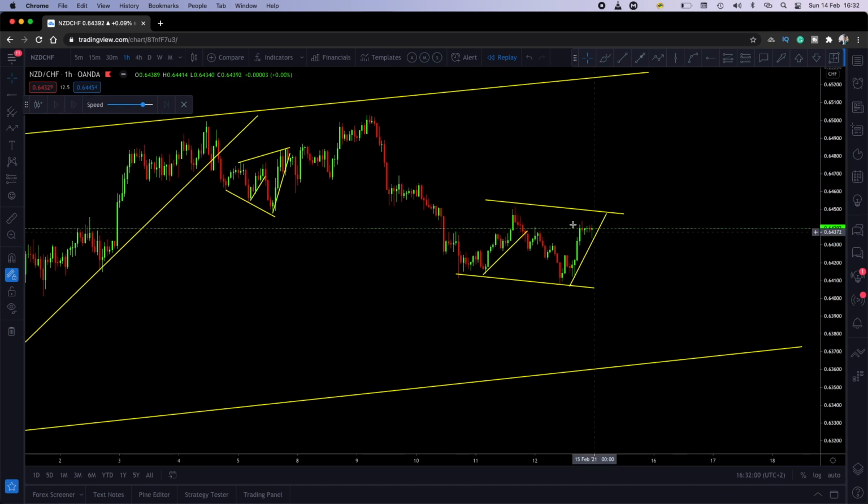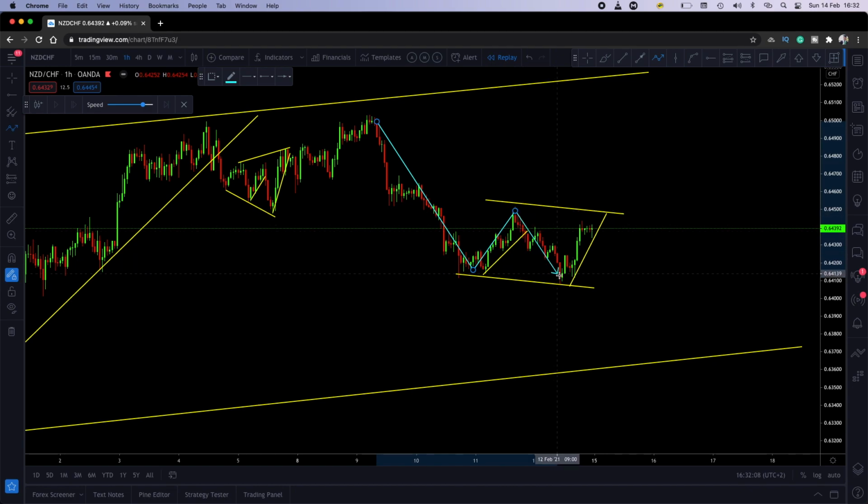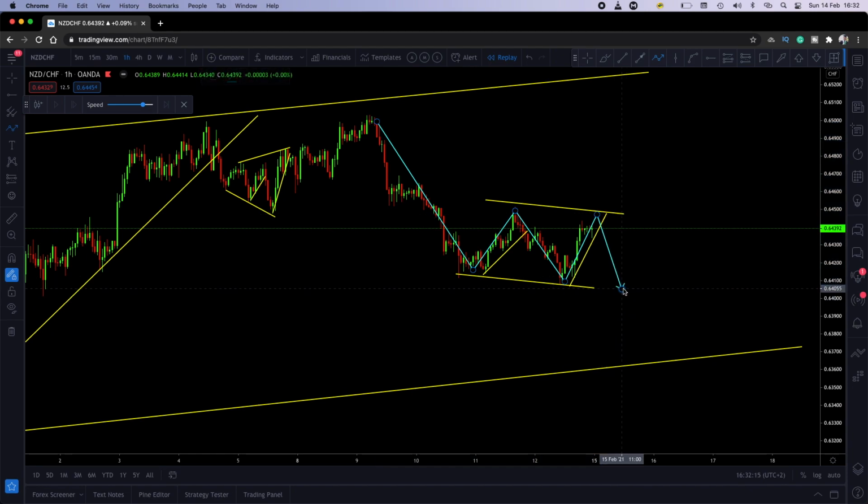You see this pattern now, the way I see it, it came down with this impulsive move, gave us this correction like this. Once it bounces on this line, then I'm going to sell this pair. But why do I think it's going to bounce on this trend line?